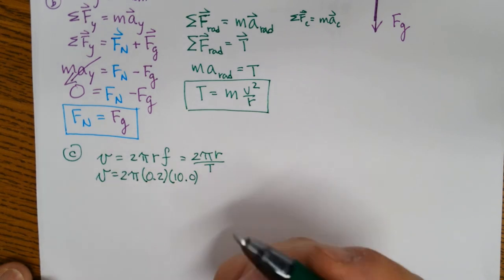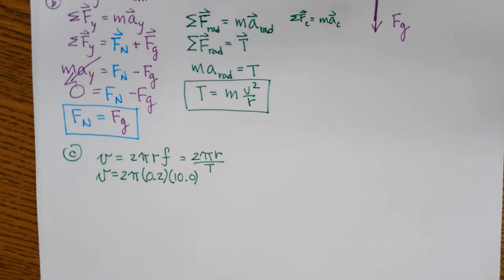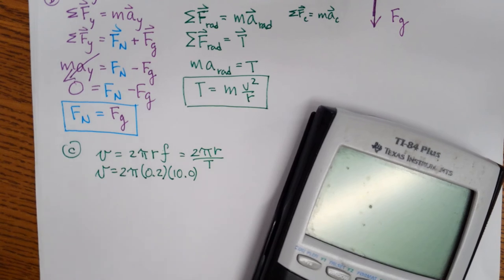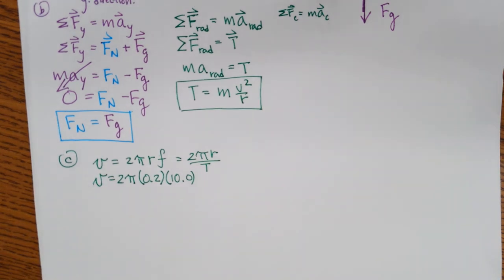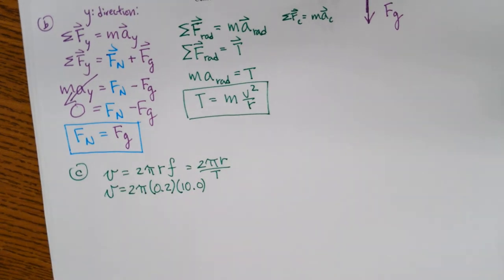So what is that, John? Well, I guess we need a calculator. So, no! My calculator died. All right. Oh my God, my calculator died. All right, I have no calculator.